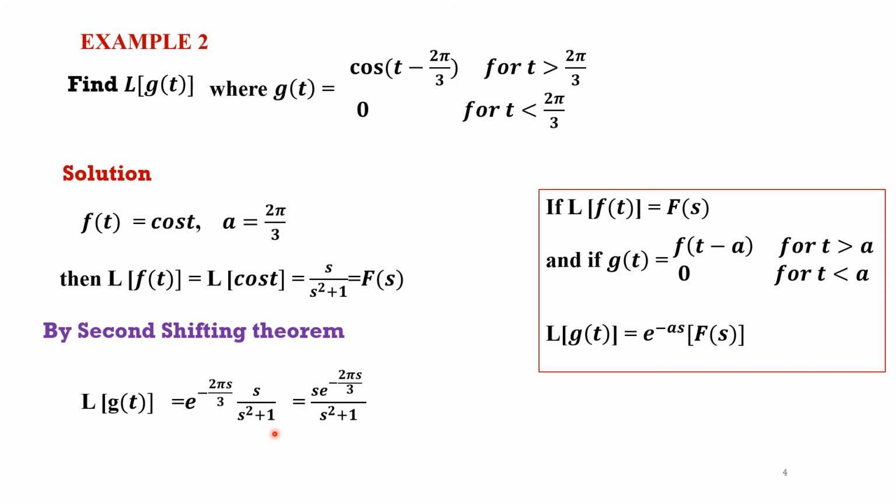The same way, our aim is to get the value of a and the function f of t. Whatever the function f of t is, you calculate the Laplace transform, that will become f of s, and then apply the second shifting theorem, which states that L of g of t is e raised to minus as into f of s. F of s is L of f of t. F of t is got from the function f of t minus a. This is cos of t minus a. So if I remove this minus 2 pi by 3, we will have only cos t. That becomes our function f of t.